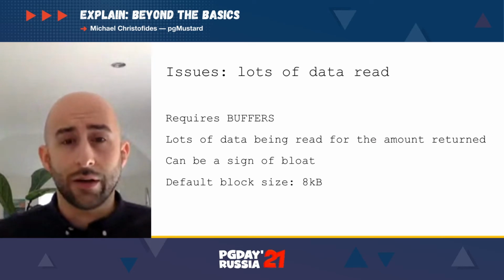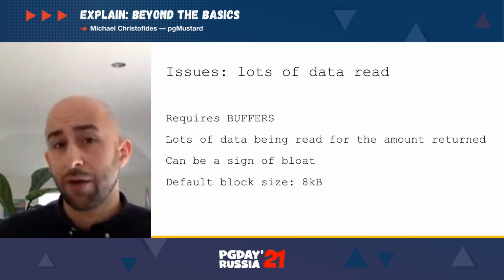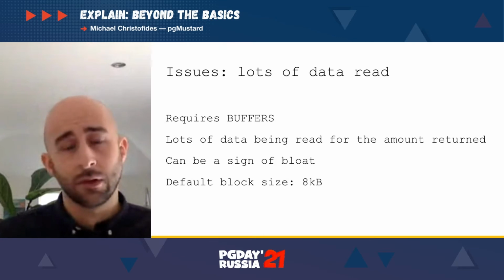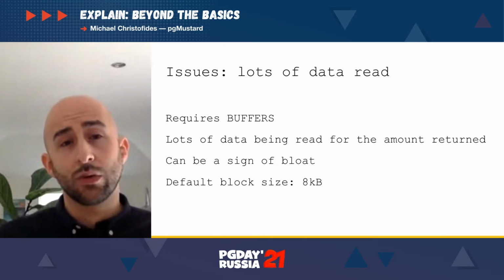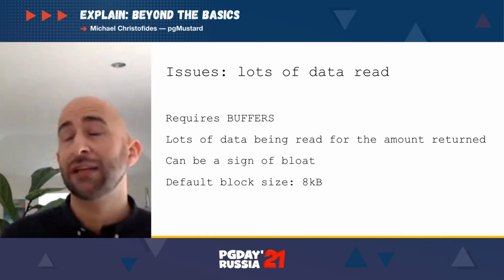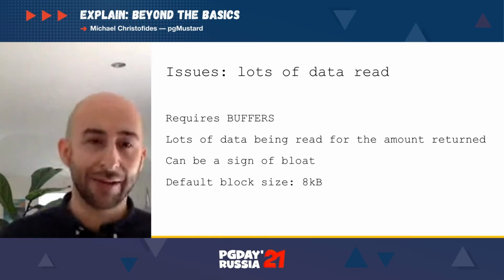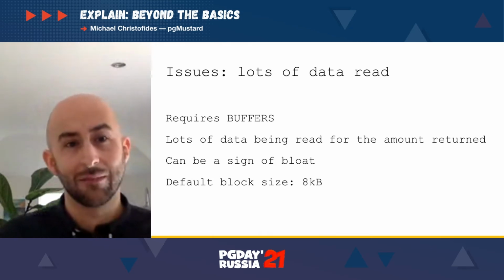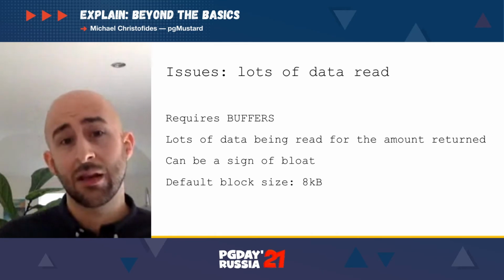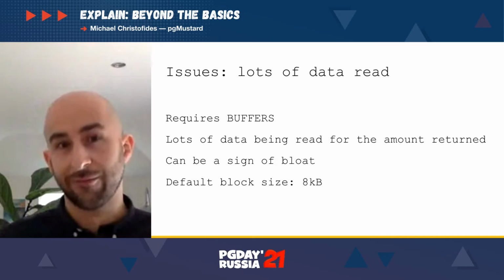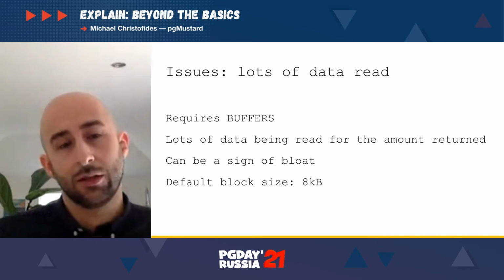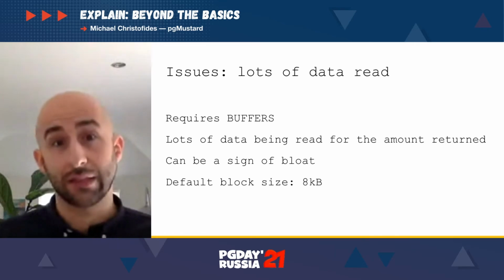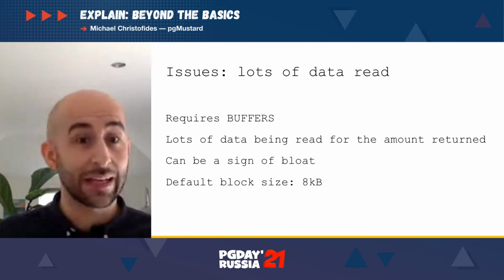Wonderful. The next one requires you to use that buffers parameter that we were talking about earlier, so at minimum, explain analyze buffers. The flag is if you're reading a lot of data, specifically for the amount that you're returning. Again, caveat: if you want to be doing an aggregation, you might be willing to accept this, but in other cases, it's a real big flag for an inefficiency. Lots of data being read for the amount returned can be a sign of table or index bloat.